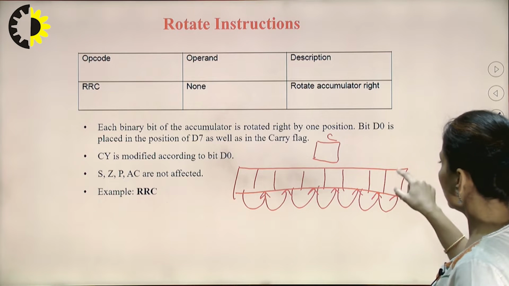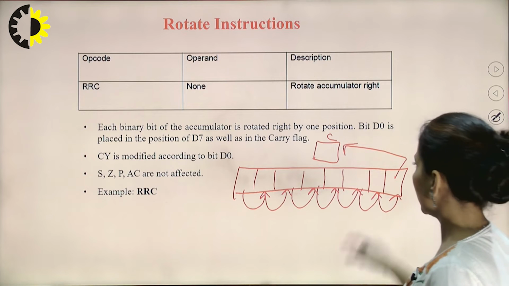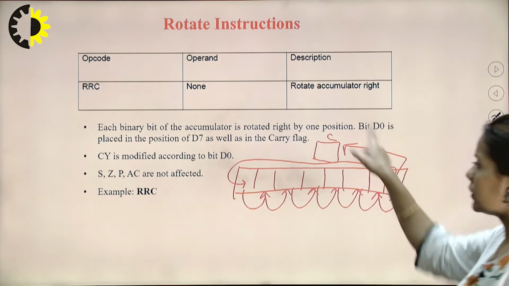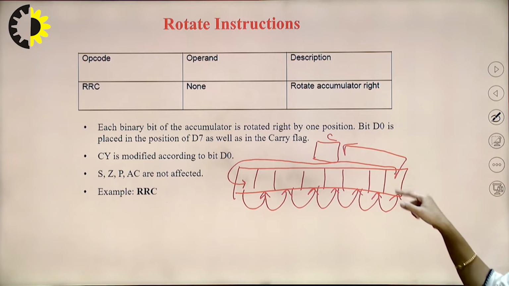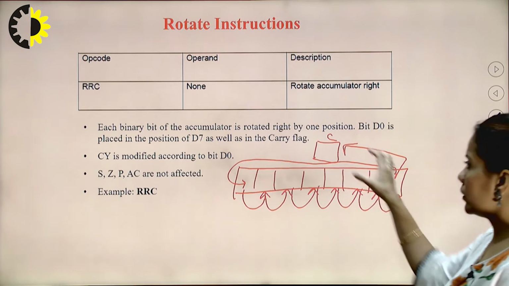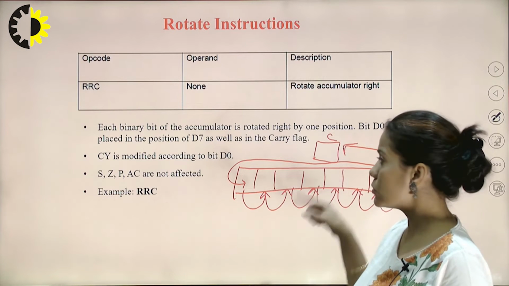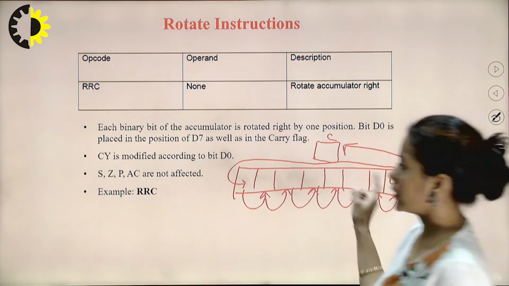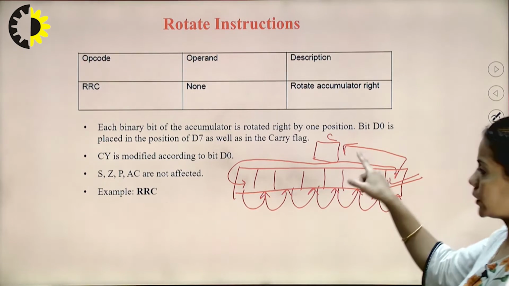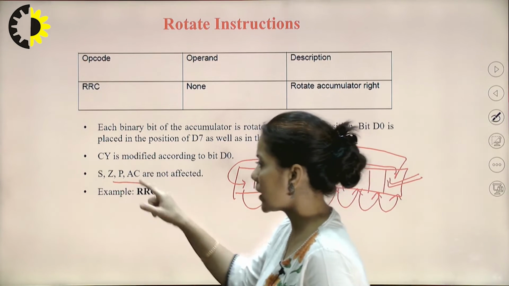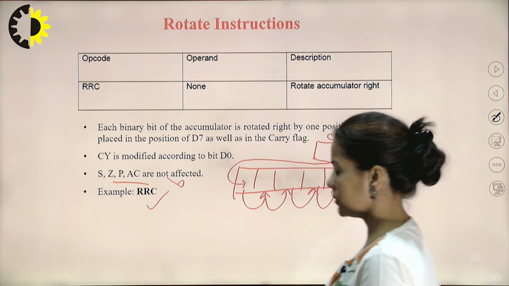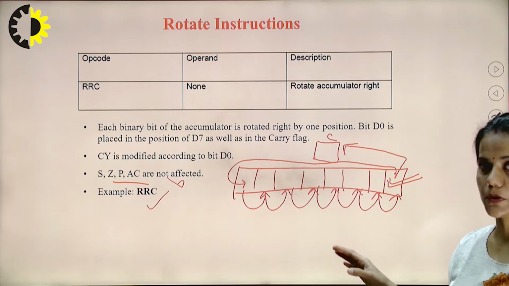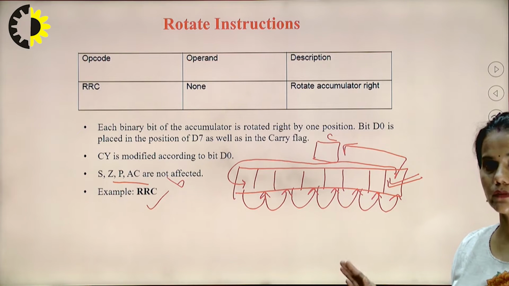So in this way LSB will go to carry and LSB will also go to MSB. So carry will not be rotated, but the contents of the accumulator are rotated with the carry. Again carry will be affected according to the LSB here, because the contents of LSB are copied to carry also, and the rest of the flags are not affected. This is the example RRC. No need to mention any operand, because rotate instructions work with the accumulator only.